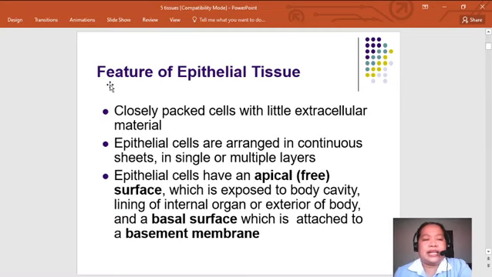Now, let's proceed to the features of the epithelial tissue. Epithelial tissues are closely packed cells with little extracellular material. Epithelial cells are arranged in continuous sheets, either single or in multiple layers. Epithelial cells have an apical free surface, which is the exposed area, and the basal part is attached to a basement membrane.